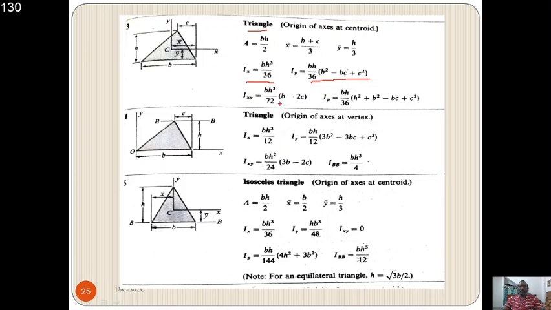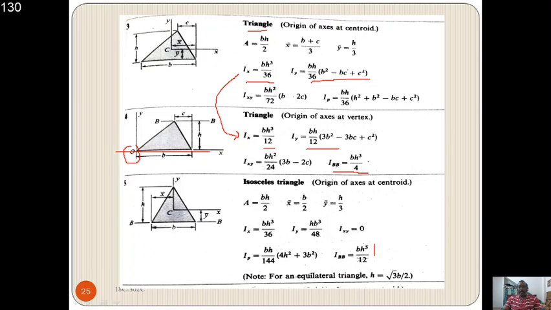We have not derived every case, only standard cases, like the isosceles triangle. If the origin is at O, then the values change. So Ix now changes to Ix equals BH cubed by 12. If the axis of consideration changes, the Ix value changes and the Iy value also changes. Similarly, the IBB value, how the value comes at the base, is also given here.